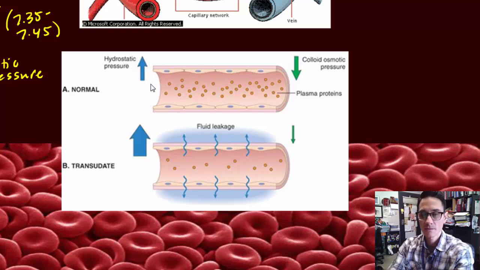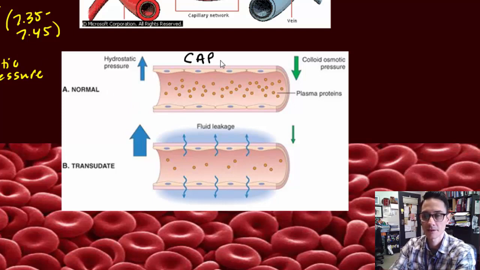All right, so here we have a picture of a capillary. Remember, a capillary is our smallest blood vessel, and we can see here that these capillaries are made of cells. You can see the little nucleus of the cells that make up the wall of the capillary. Blood flows through a capillary from left to right.